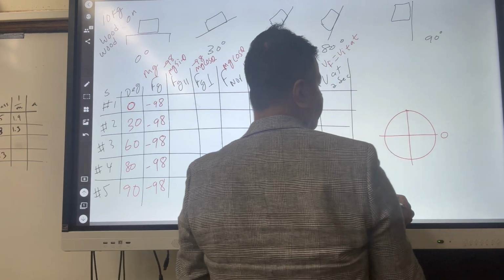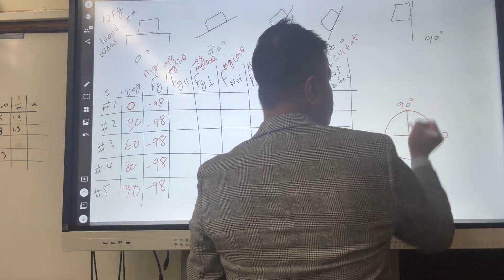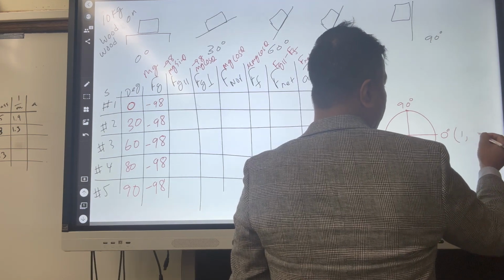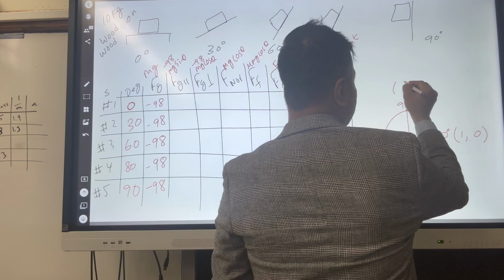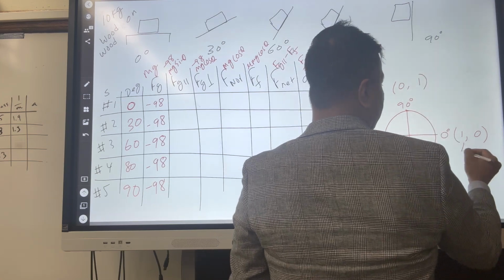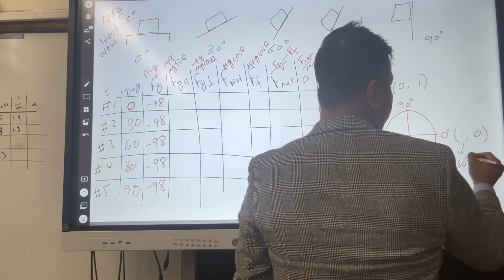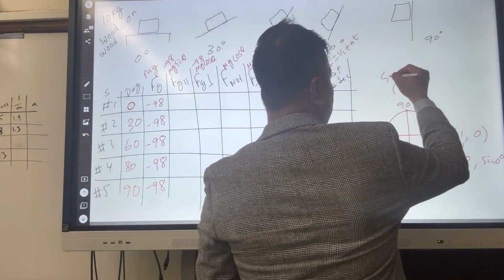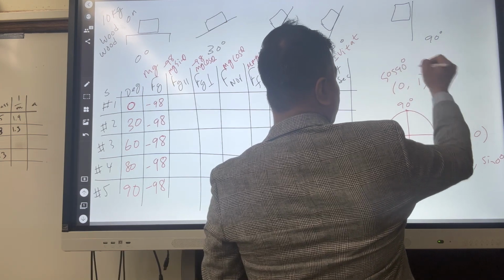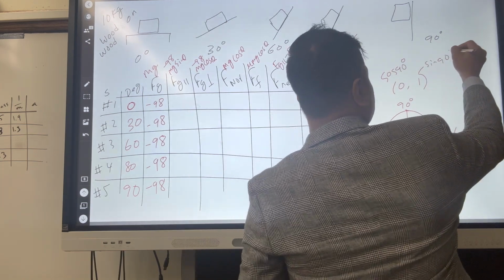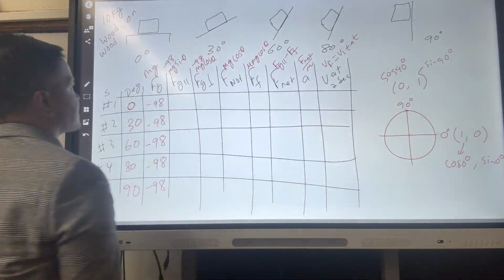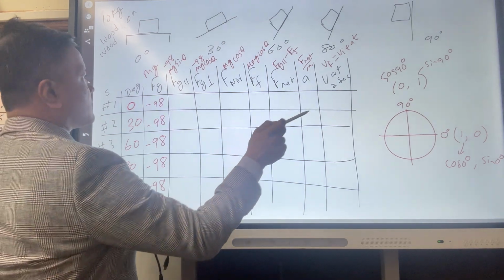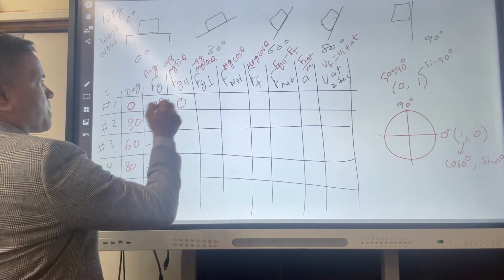0 degrees, 90 degrees: 1, 0, 0, 1. This is cosine 0 degrees, sine 0 degrees, cosine 90 degrees, sine 90 degrees. Okay. So sine 0 degrees is 0. 0 times negative 98 is 0.